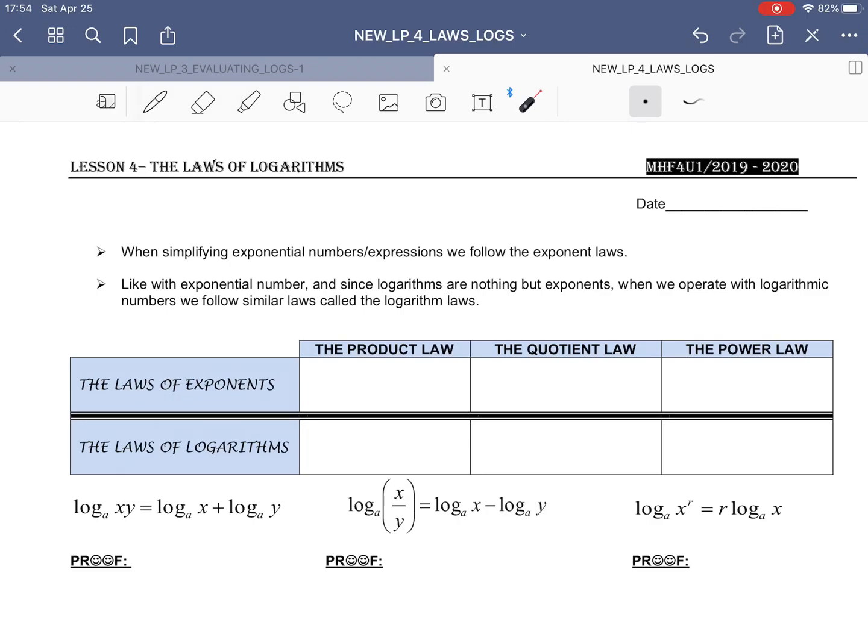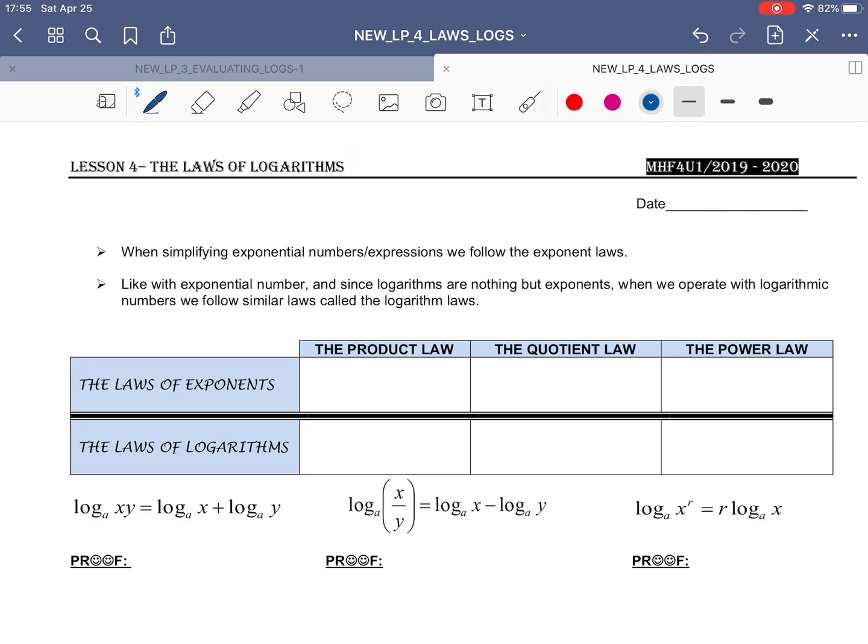Today's lesson is on the laws of logarithms. Just like when we operate with exponential numbers, we need to follow the exponent properties, the exponent laws. When we operate with logarithmic numbers, we have to follow the logarithmic properties and logarithmic laws. So far, we have seen the logarithmic properties.